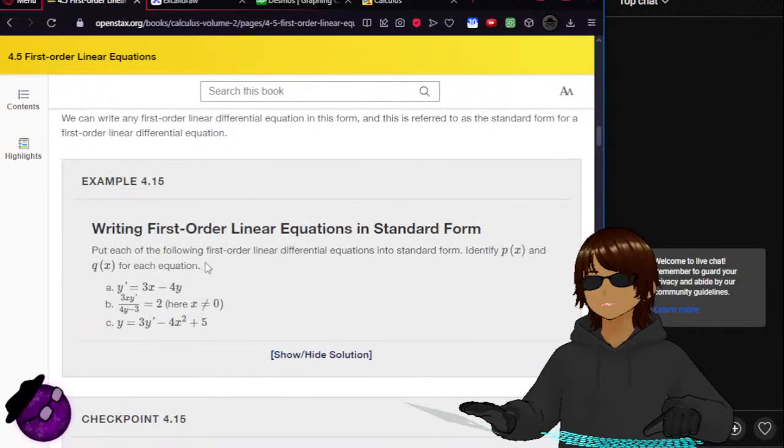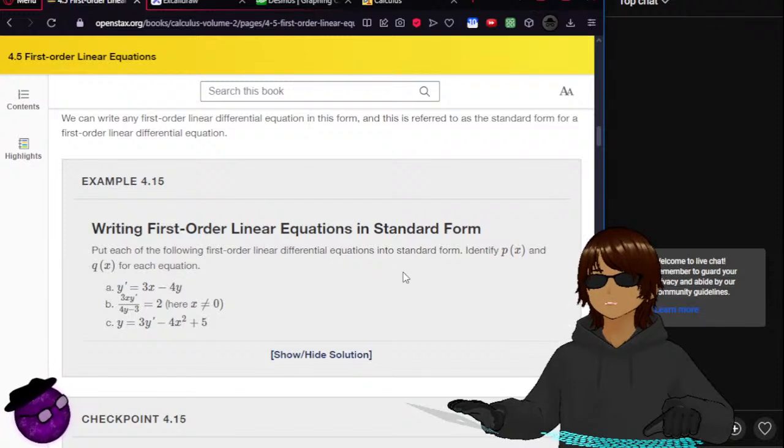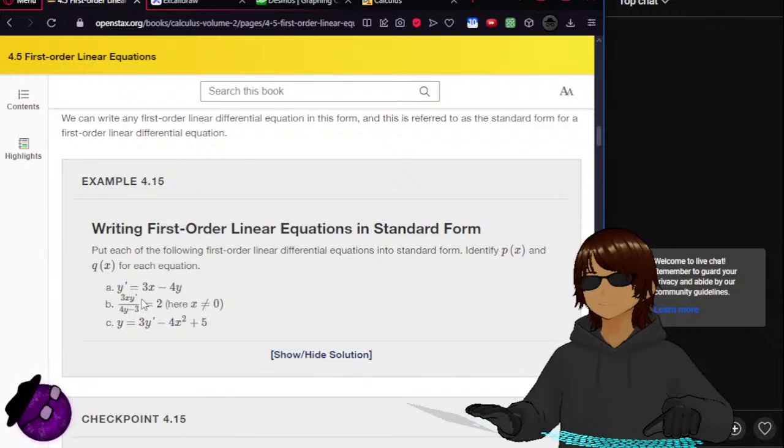Put each of the following first order linear differential equations into standard form, identifying p of x and q of x. So over here, put 4y to the other side. We get the derivative of y plus 4y is equal to 3x. So q of x is 3x and p of x is 4.